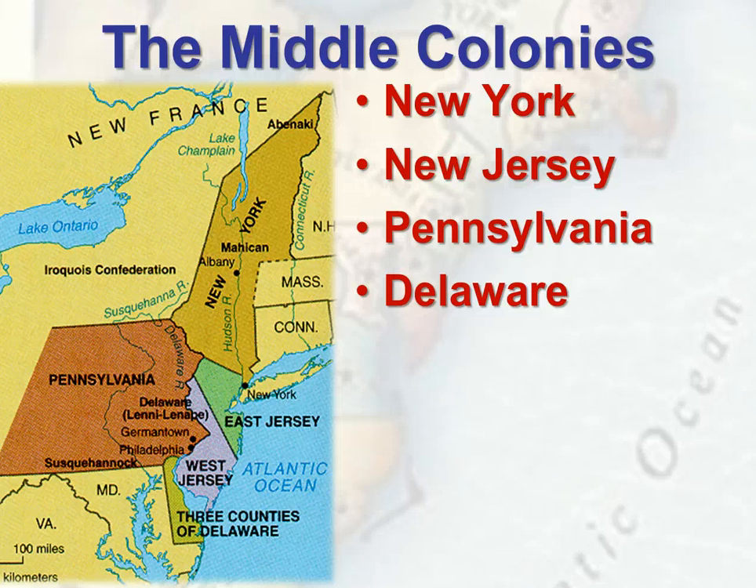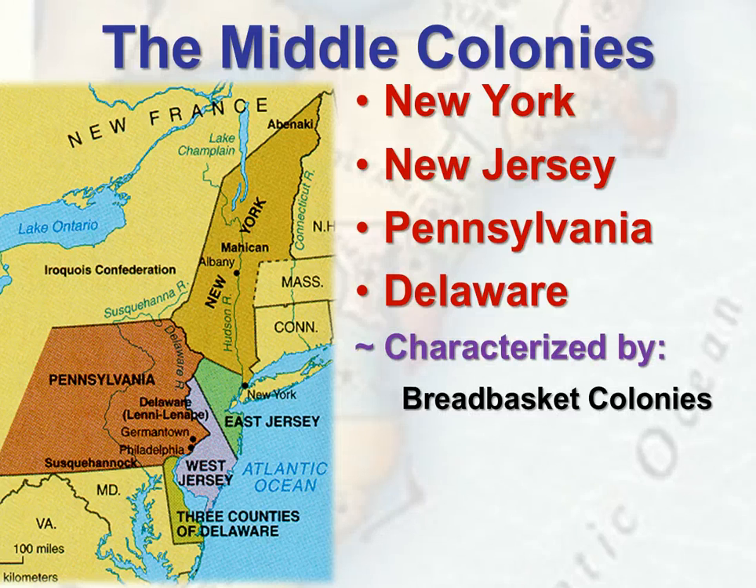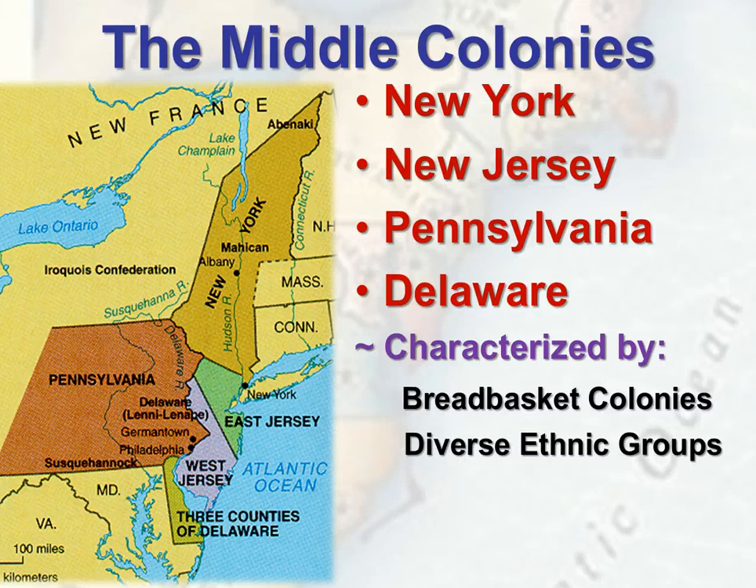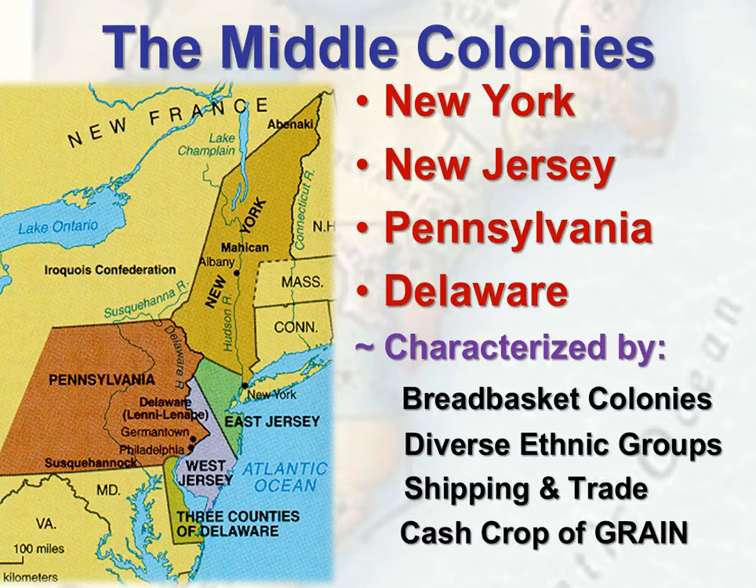They're the ones that people follow, and they're characterized a lot by the fact that they were the breadbasket colonies. A lot of cash crop of grain, all that good stuff came out of there. Diverse ethnic groups, shipping and trade, great farmland for growing grain. And these colonies are still defined by their diversity and defined by their legacy of wealth and power and authority.